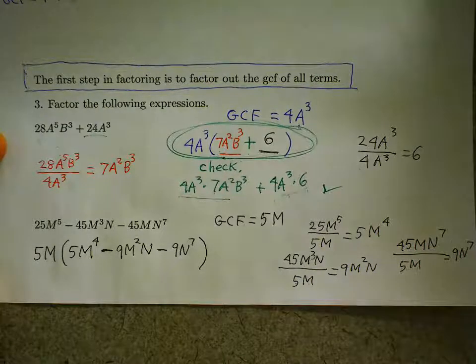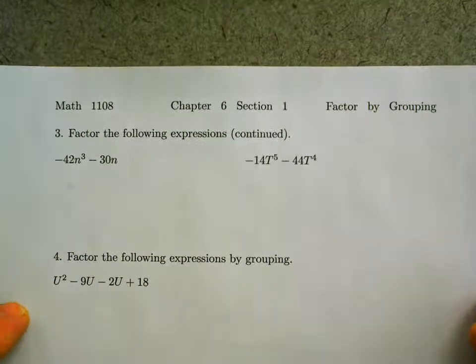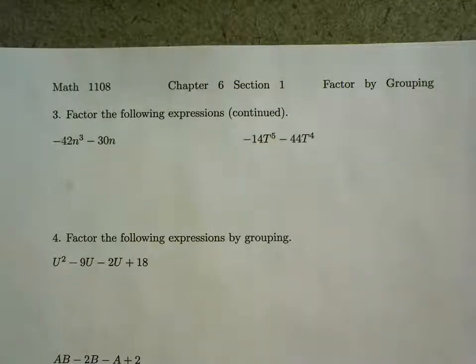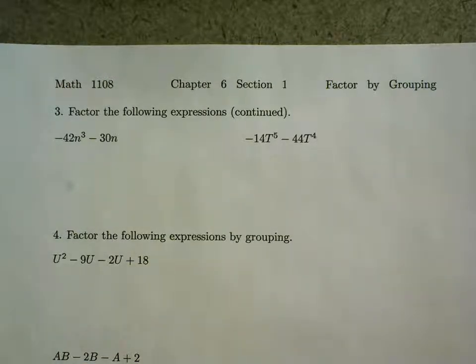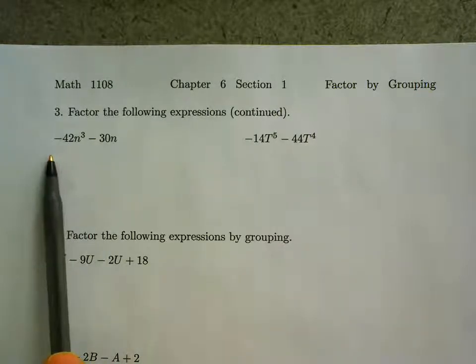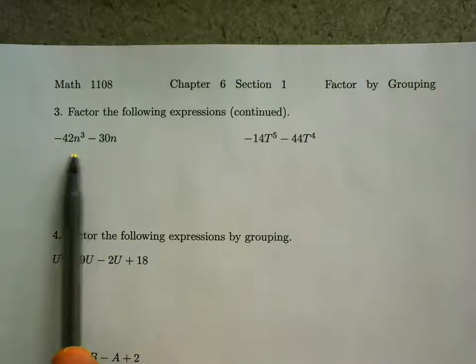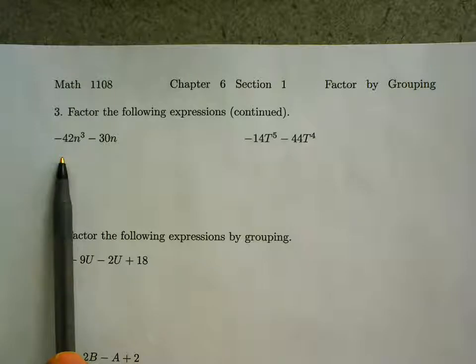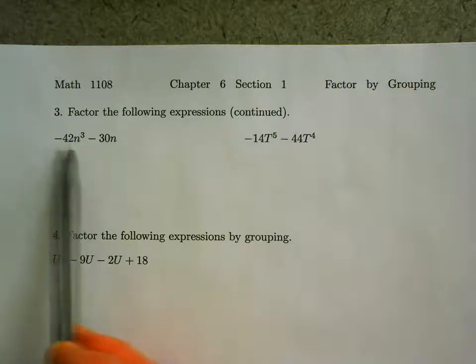Hey, let's move on to the next page. Factor the following expressions continued. Here are a couple of cases where, after finding the greatest common factor, even though it's not required, in my opinion, it will be more efficient to factor out the negative of the greatest common factor, because we have negative 42n to the third for the leading term.